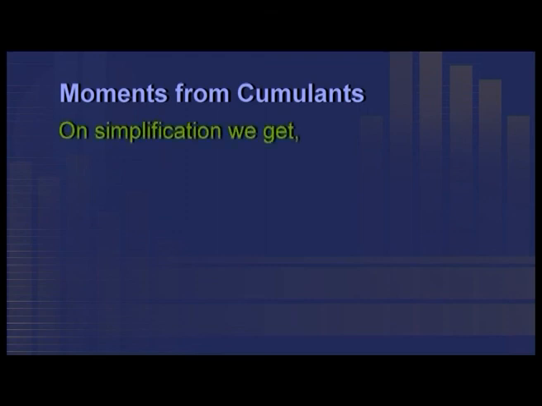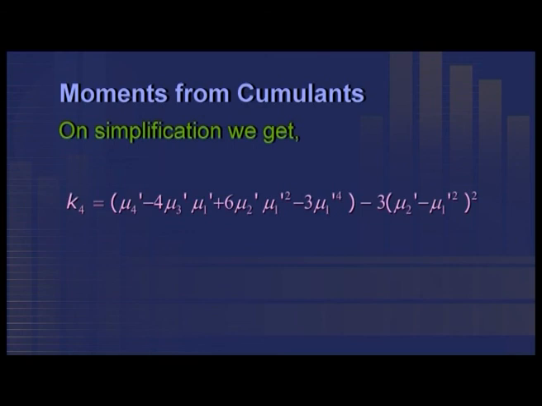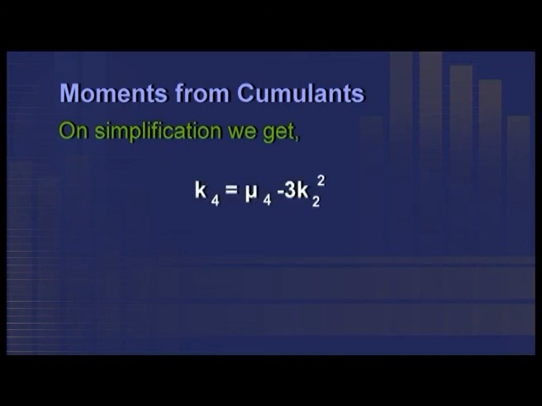On simplification, we get k4 is equal to mu4' minus 4 mu3' mu1' plus 6 mu2' mu1' squared minus 3 mu1' to the power 4, minus 3 into the whole square of mu2' minus mu1' squared. Hence, k4 is equal to mu4 minus 3 k2 squared, which implies mu4 is equal to k4 plus 3 k2 squared.